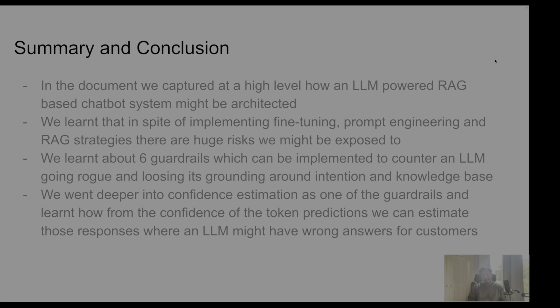And finally, let's look at what we learned today. It's a very high-level overview of how you might want to develop a system around a large language model to make sure you are able to create a great experience for your user, but also safeguard against multiple risks. So what we learned is, at a high level, how a RAG-powered LLM works. We learned how fine-tuning, prompt engineering and RAG strategies are actually good, but they also introduce lots of huge risks. We learned about 6 guardrails which can be implemented, and I will also talk about lots of other guardrails in future videos.